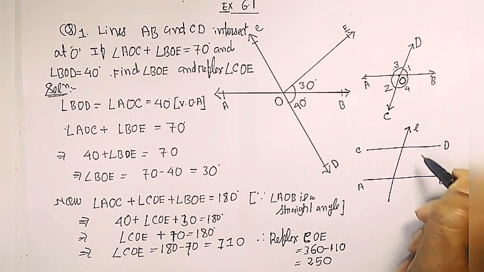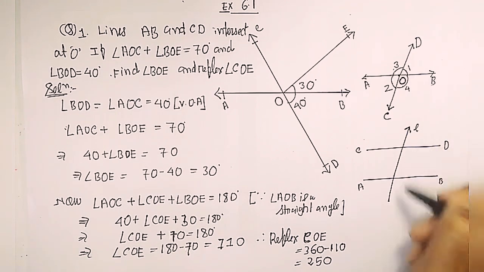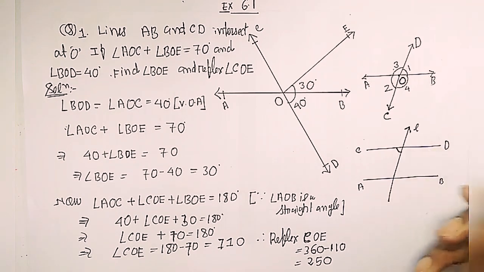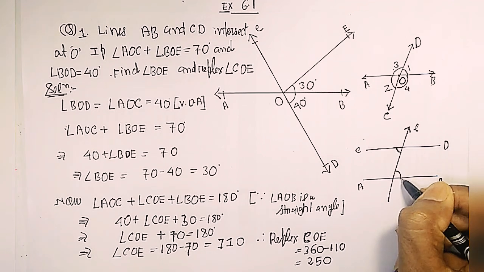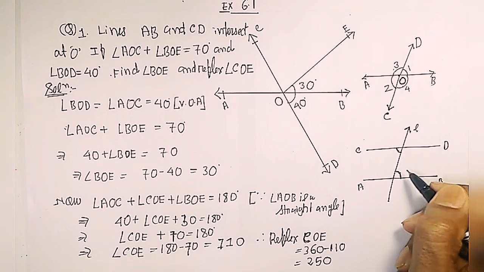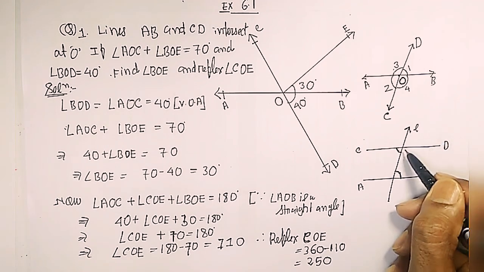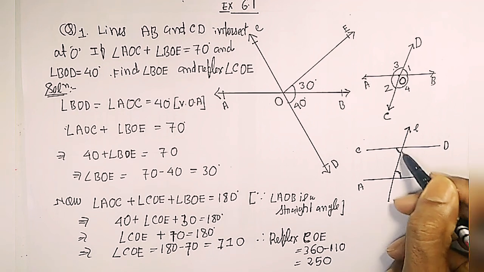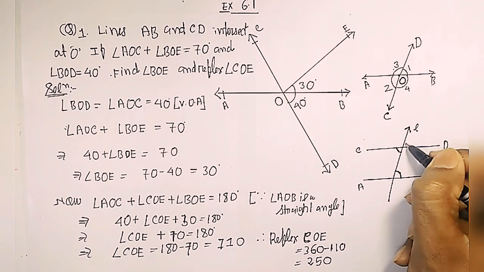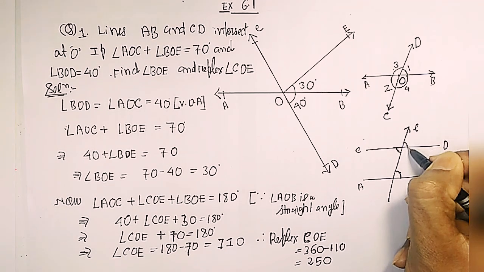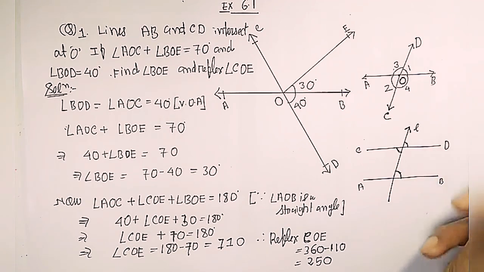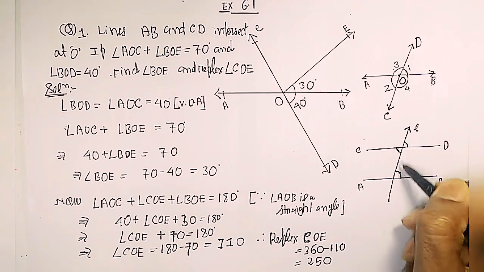When a transversal intersects two parallel lines, we get some angles. This is one angle, this is the other one. These two angles are known as interior alternate angles. For parallel lines, interior alternate angles are equal in measure. Here also we get the vertically opposite angles, which we have already discussed. These are the interior alternate angles.